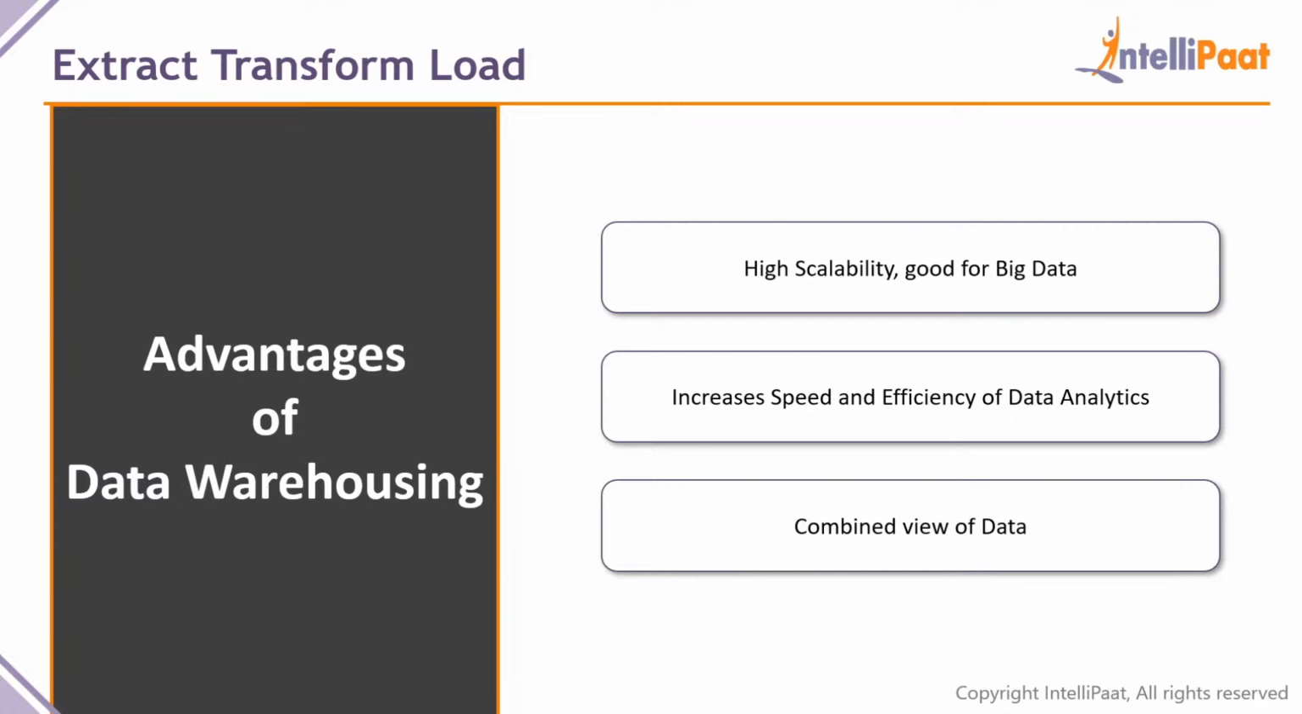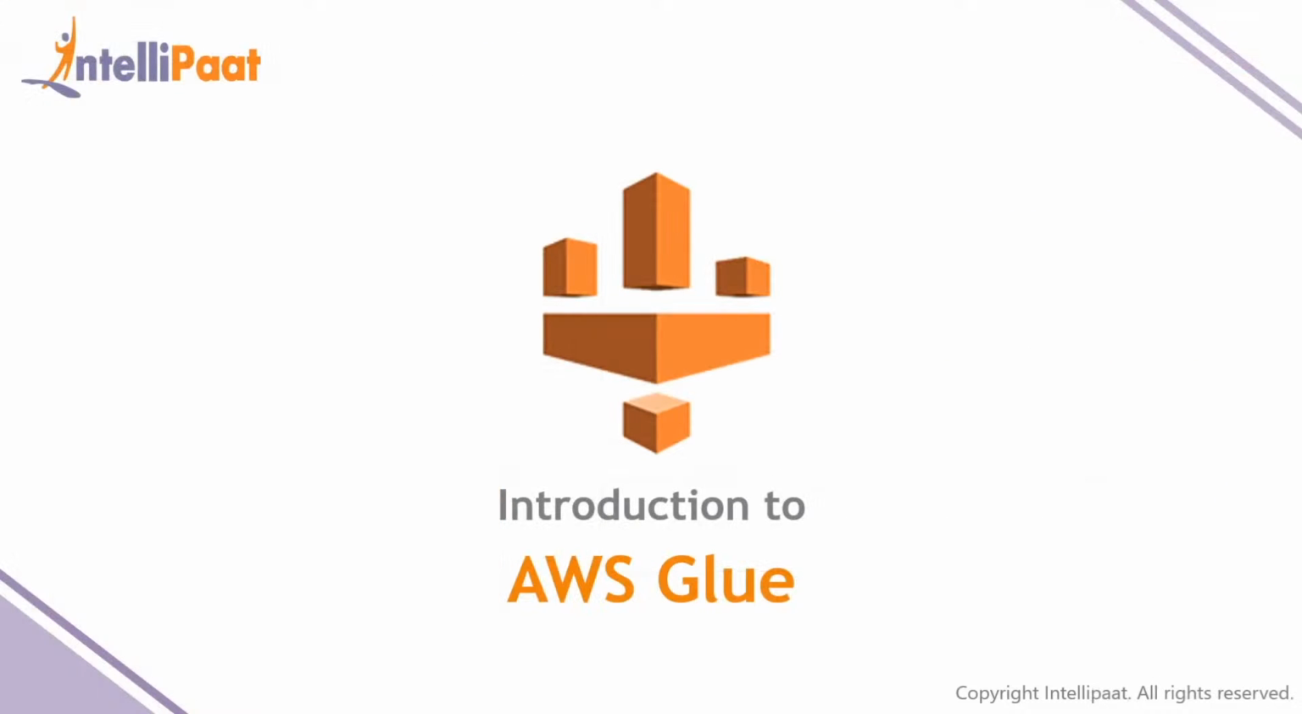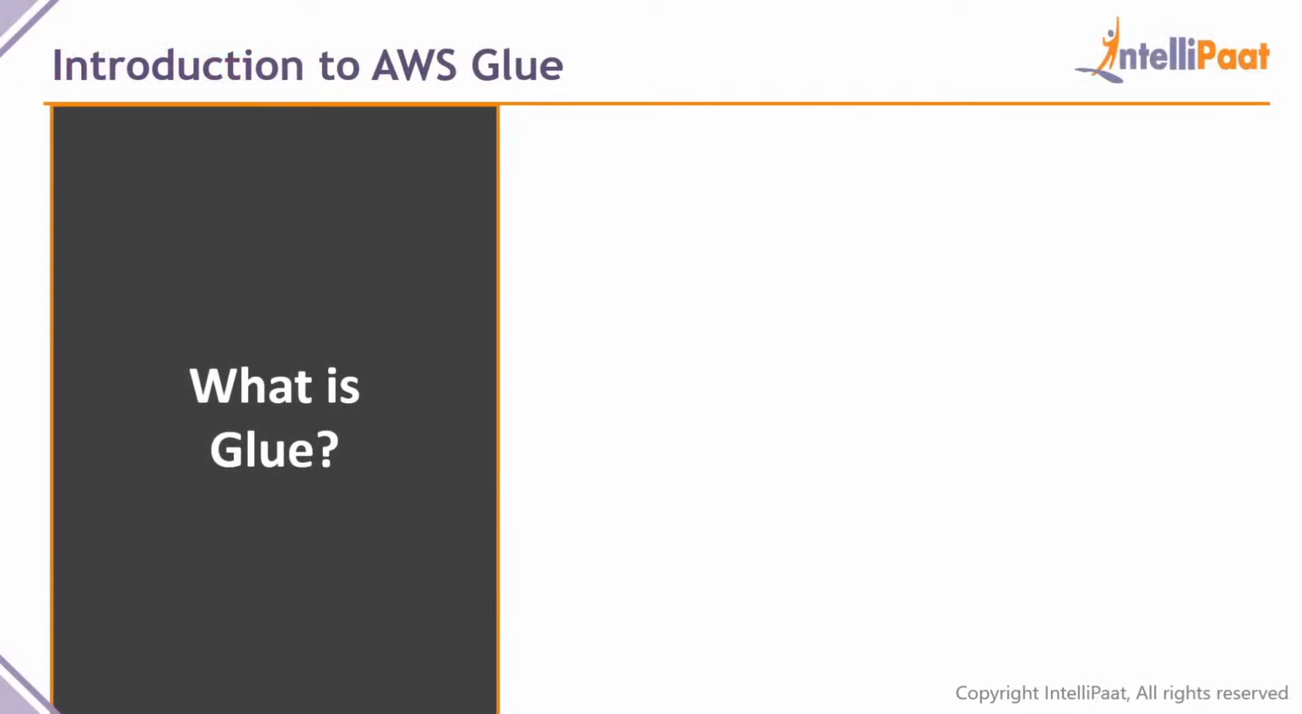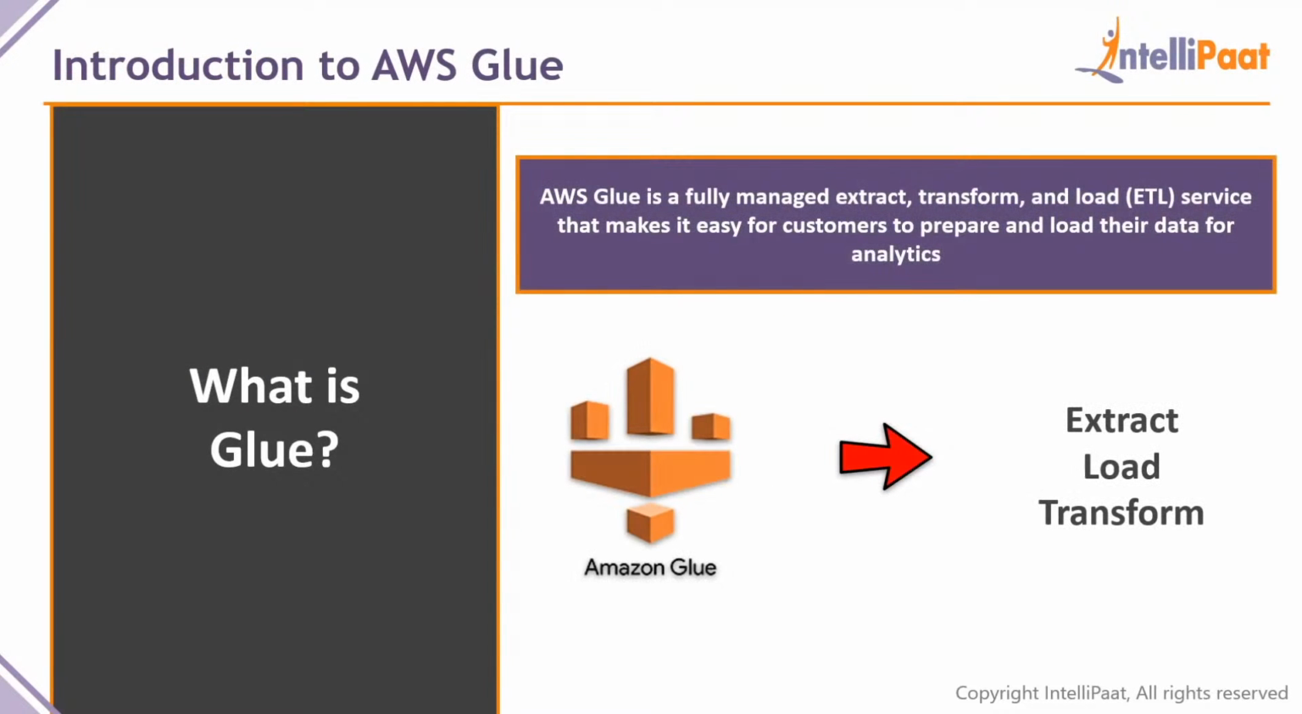So that also brings us to our tool that we are going to be using today. There are many data warehousing and ETL tools out there, but AWS Glue is particularly suited for big data, right? So what is AWS Glue? AWS Glue is a fully managed extract, transform, and load ETL service. As we discussed earlier, that makes it easy for customers to prepare and load their data for analytics, right? So that is pretty straightforward.